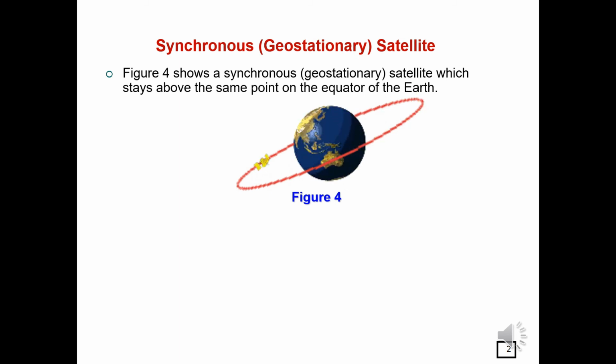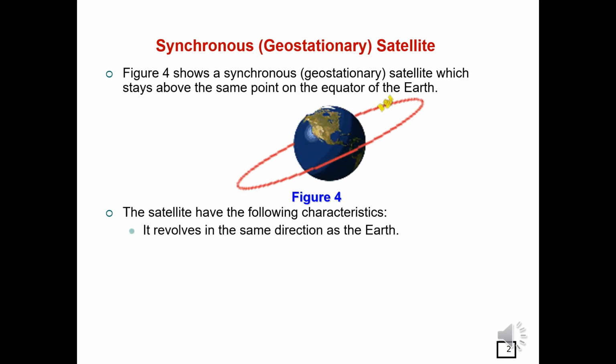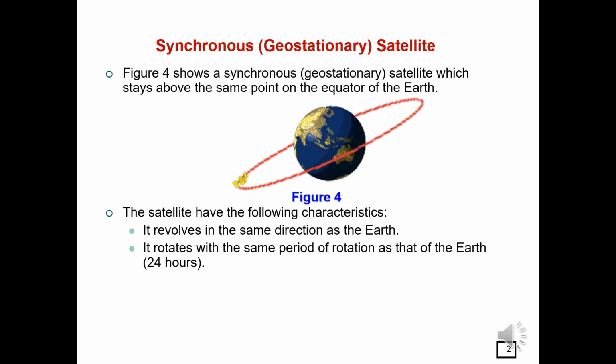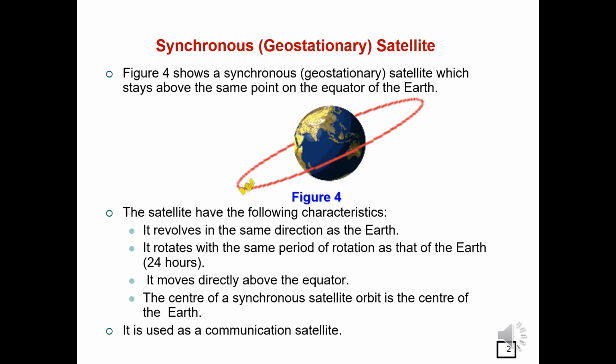Let us continue our lesson with synchronous or geostationary satellite. In figure 4, it shows a synchronous or geostationary satellite which stays above the same point on the equator of the Earth. The satellite has the following characteristics. The first one, it revolves in the same direction as the Earth. The second one, it rotates with the same period of rotation as that of the Earth, which is 24 hours. Then it moves directly above the equator. And the last one, the center of a synchronous satellite orbit is the center of the Earth. This satellite is commonly used as a communication satellite.